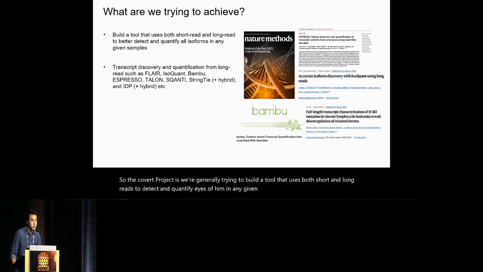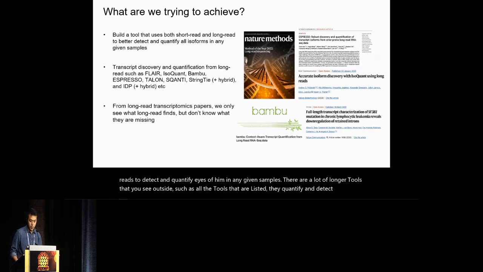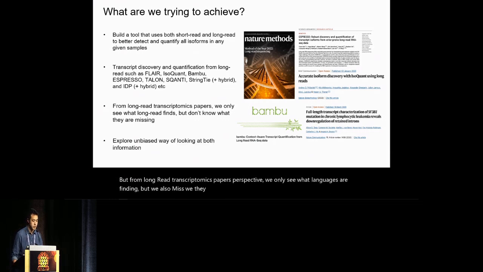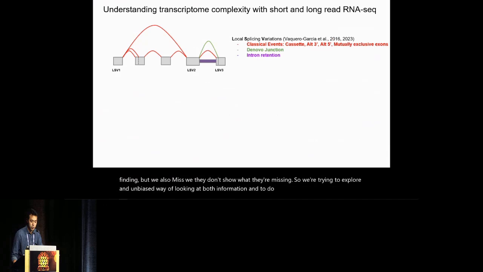There are a lot of long read tools that you see outside, such as all the tools that I listed. They quantify and detect transcript. But from long-read transcriptomics papers perspective, we only see what long-reads are finding, but they don't show what they're missing. So we're trying to explore an unbiased way of looking at both information. And to do that, we first want to understand transcriptome complexity with short and long-reads RNA sequencing.